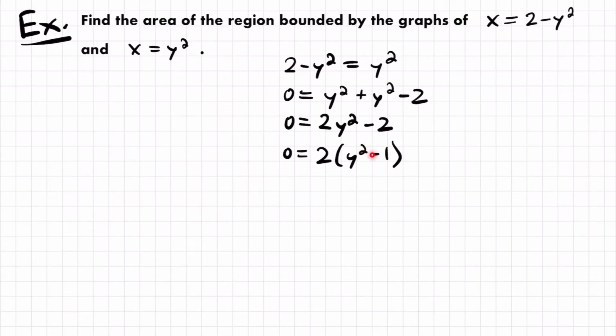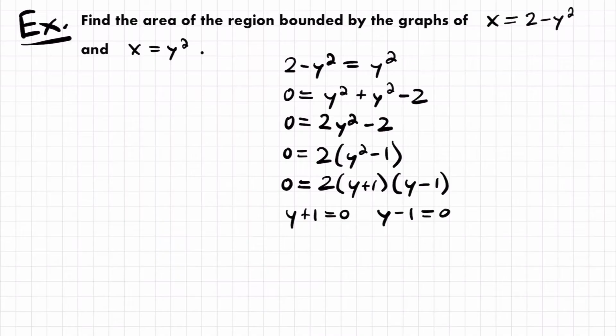Now what we have here is a difference of squares. y squared minus 1, and 1 is the square of 1, so we can factor that and have that 0 is equal to 2 times y plus 1 times y minus 1. That is how we factor a difference of squares. Now if we set these two factors equal to 0 and solve for y, we'll have that y plus 1 is equal to 0 and y minus 1 is equal to 0, which gives us that y is equal to negative 1 and y is equal to positive 1. So we have determined that at y equals negative 1 and y equals 1, these two functions will intersect. Now let's draw a picture of these graphs.